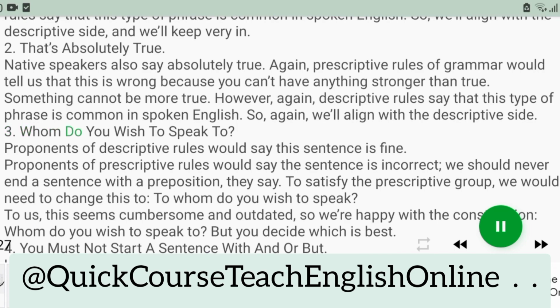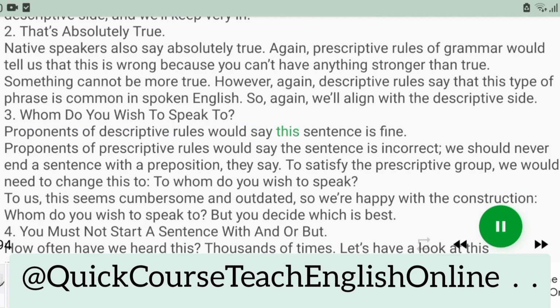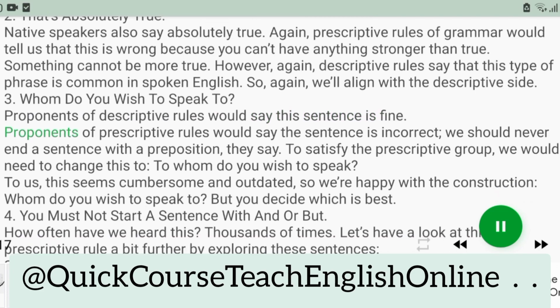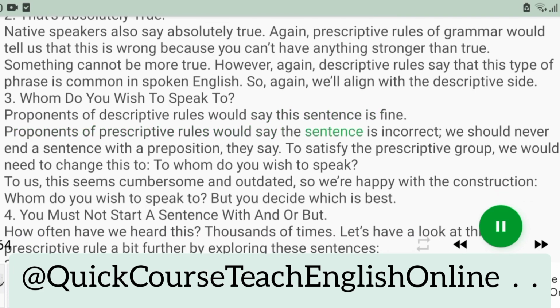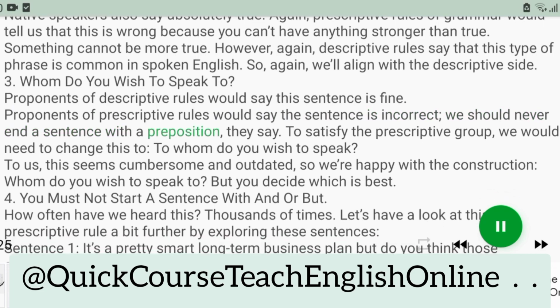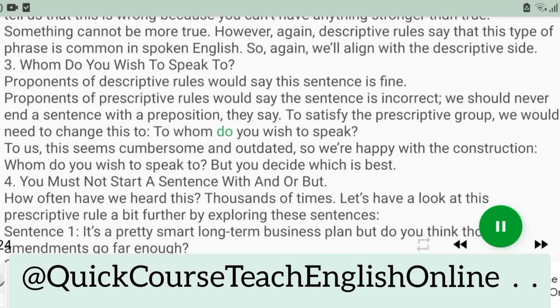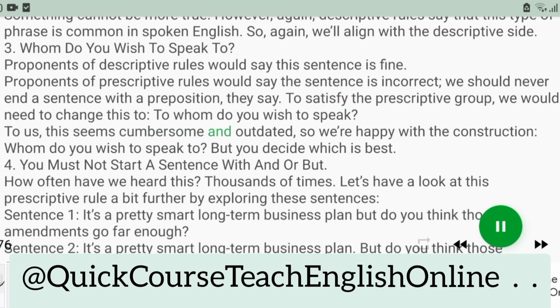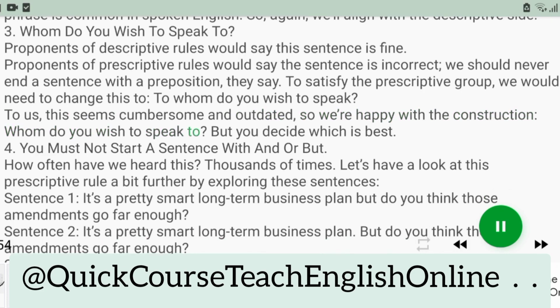3. Whom do you wish to speak to? Proponents of descriptive rules would say this sentence is fine. Proponents of prescriptive rules would say the sentence is incorrect. We should never end a sentence with a preposition, they say. To satisfy the prescriptive group, we would need to change this to whom do you wish to speak? To us, this seems cumbersome and outdated, so we're happy with the construction, whom do you wish to speak to? But you decide which is best.